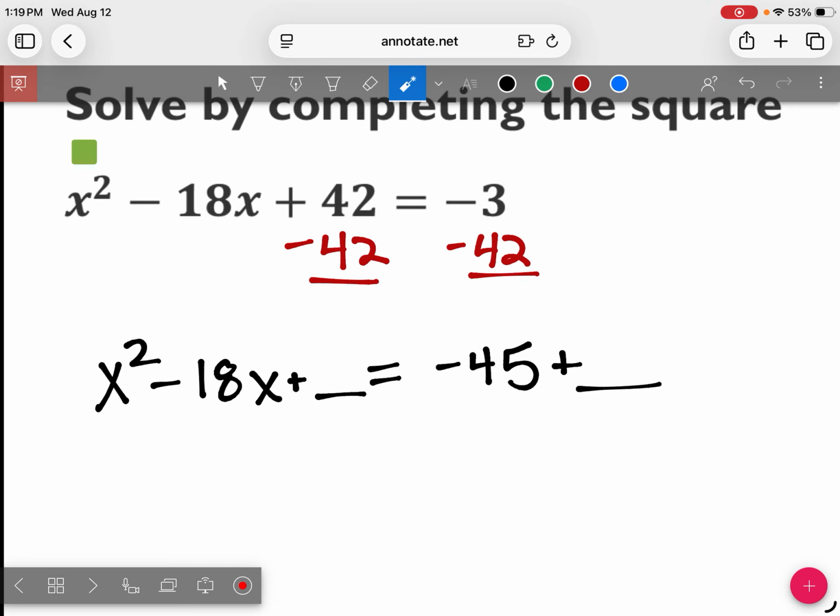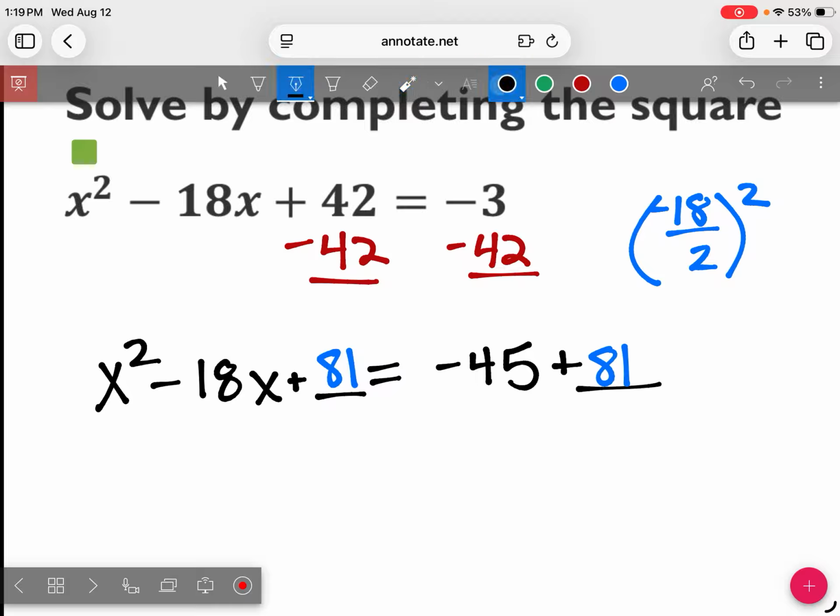To find that number, we take b divided by 2 and square it, which would be a positive 81. Notice that I put a plus. It's always a positive number. It's always a perfect square. So if you put in like a minus 38, that's not right. Well, it's not impossible, but I'm making it so that b is always even. So it will always be a perfect square.